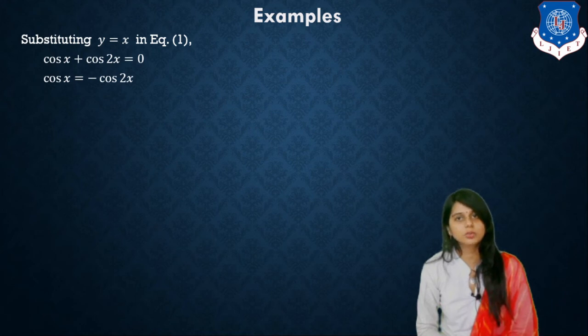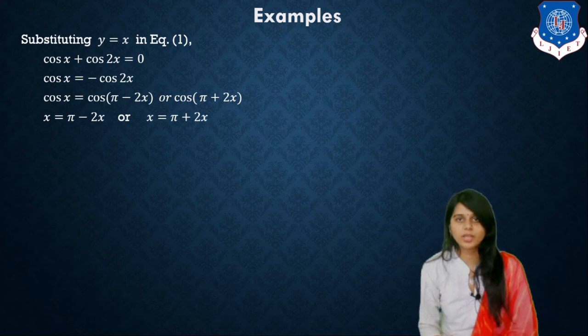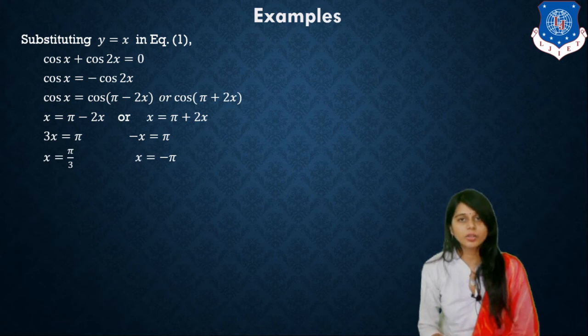So cos x equals minus cos 2x. Now minus cos 2x is written as cos(pi minus 2x) or cos(pi plus 2x). So x equals pi minus 2x and x equals pi plus 2x. So 3x equals pi and minus x equals pi. So we get x equal to pi by 3 and x equal to minus pi. So y equals pi by 3 and y equals minus pi.